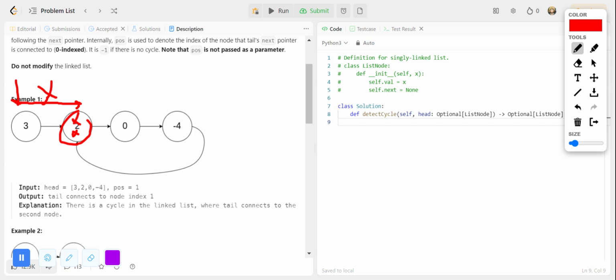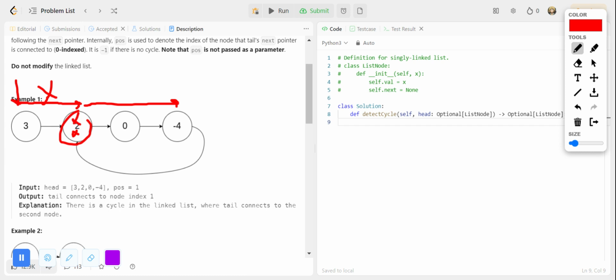And the distance from where the loop starts to where the two pointers meet. We are going to use two pointers, the slow and the fast pointer. The slow moves one step at a time, and the fast pointer moves two steps at a time. If there is a cycle, the faster pointer is going to catch the slower pointer. But if there is no cycle in the linked list, there is no way that the faster pointer catches the slower pointer.